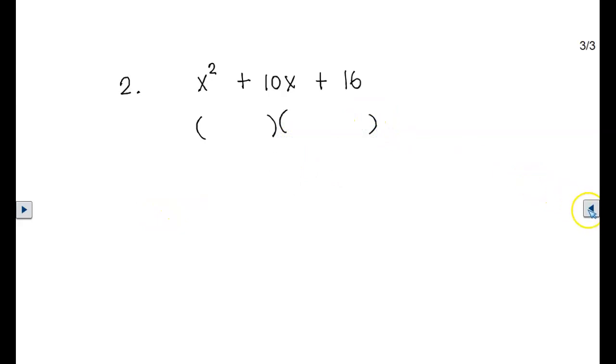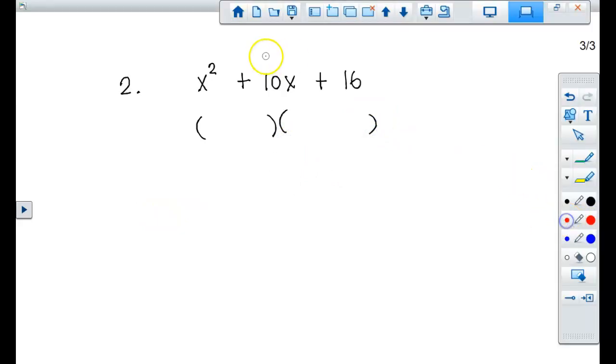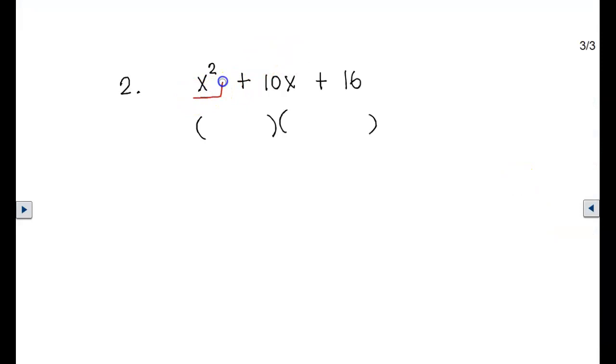All right, so let's put down our 2 sets of parentheses. We are going to come up here first of all to our first term, x squared, and we're going to talk about him. What can I multiply to get x squared? Well, there's only one way to do that, an x times an x. So that means in each set of parentheses, I will put an x. It's the only way to get that.